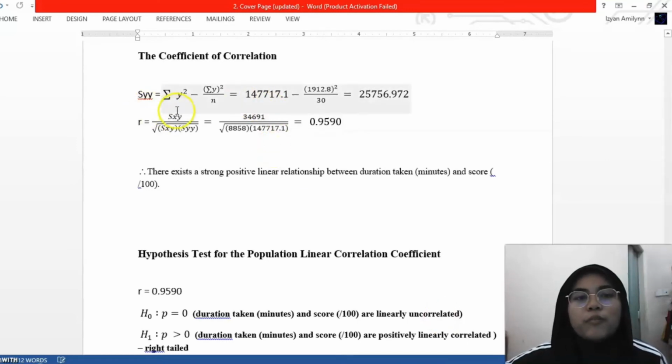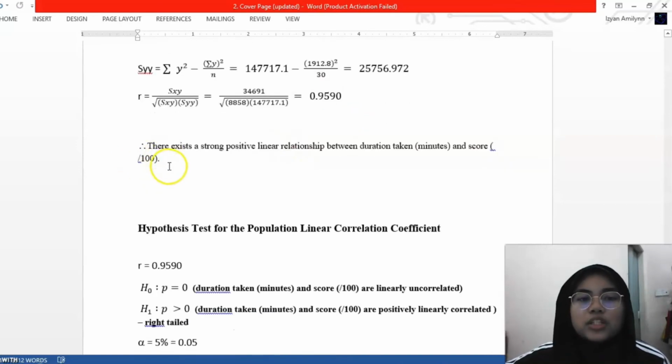The coefficient of correlation. So this is the formula for sum of y squared. So this is the final value, 25756.972. So this is the formula for r. The final value is 0.9590. So the conclusion is there exists a strong linear relationship between duration taken in minutes and score per 100.